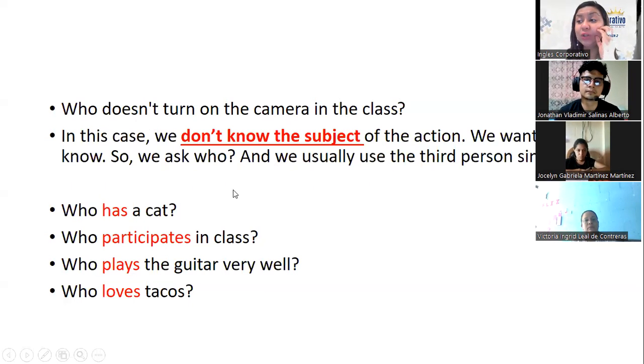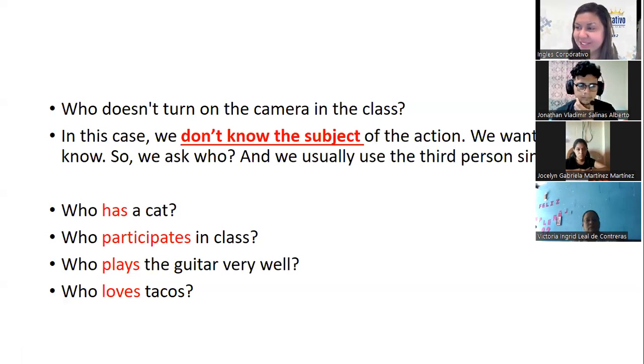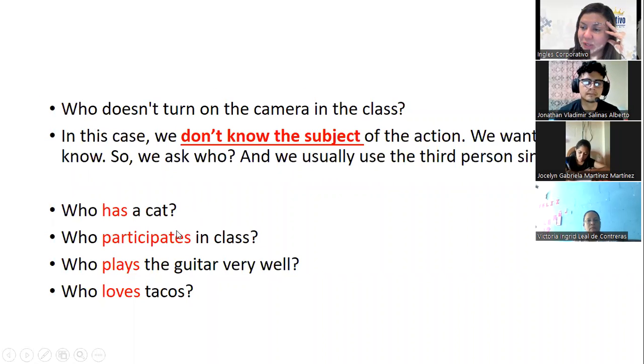Okay, in this case, we don't know the subject of the action. Como no sabemos quién hace la acción, no sabemos quién es el que no enciende la cámara en la clase, nosotros queremos saber, por eso preguntamos, who doesn't turn on the camera in the class? So we ask who, and we usually use the third person singular. Así que como pueden ver en este ejemplo, no hay un sujeto, así que de una sola vez nos saltamos who, el does y el verbo. Aquí tendría que ir un sujeto. Pero como no sabemos quién es, entonces de un solo nos saltamos al verbo. ¿Quién no enciende la cámara en la clase? Y está en este caso negativo. Who doesn't?